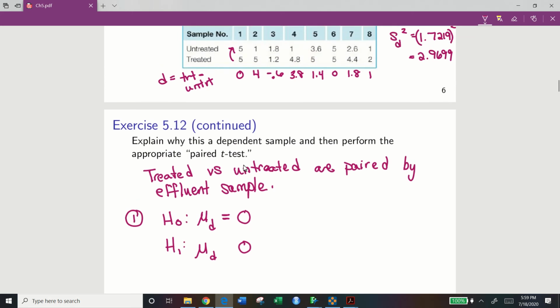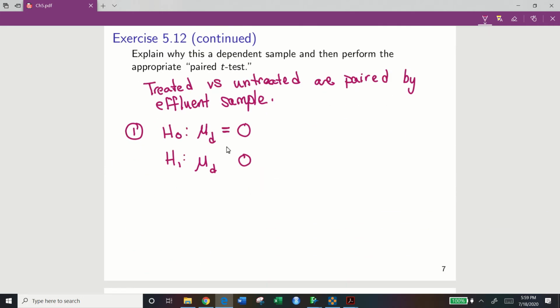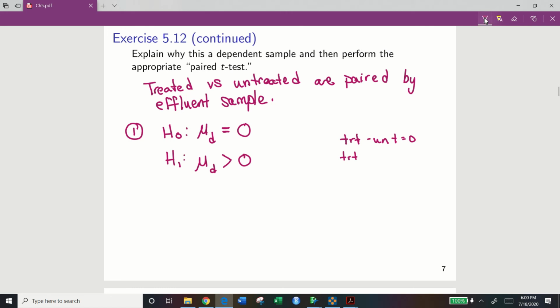And if we go back to our original problem, as I stated before, we want to see if there's an increase in the mean number of surviving fish. So this is going to be greater than 0. So now we have our null and alternative hypothesis. Let me remind you, in this case, our D is treatment minus untreated. And ideally, we're saying that our treatment should be greater than our untreated.